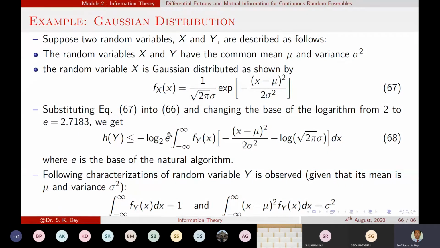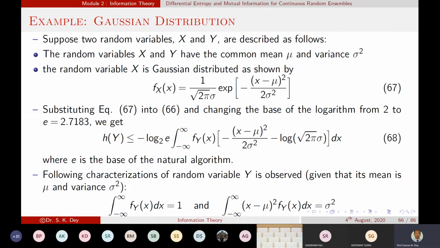Suppose you just forget about this term. Now if you do the integration of this portion and use these two formulas, you are getting minus 1 by 2 minus log base e of square root of 2 pi sigma. Yes or no? Yes, sir. Okay.